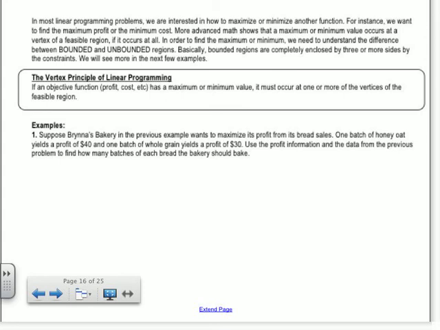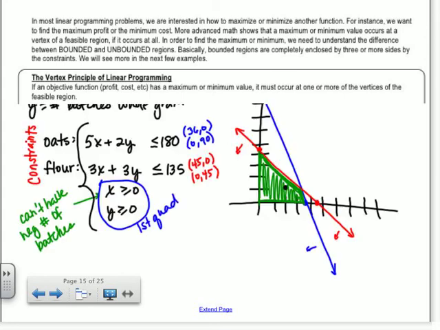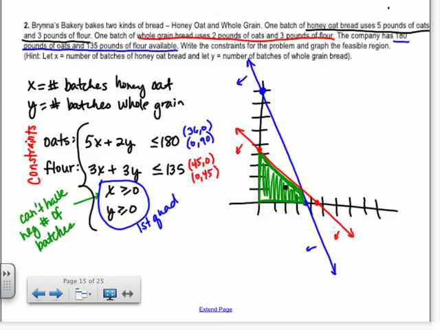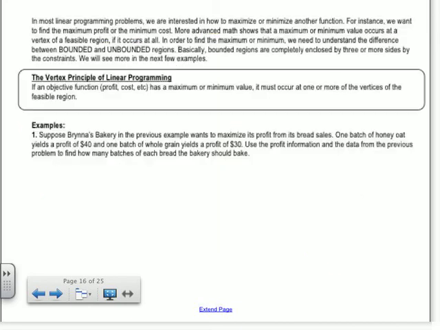Okay, so going back to our example, when I say vertex, do you guys know what that means? The vertex of the quadrilateral formed. So it would be either at 0, 0, at 0, 45, whatever that point is, or 36, 0. Okay, so one of those corner points. That's where a maximum or minimum of a function would occur, if it occurs at all.